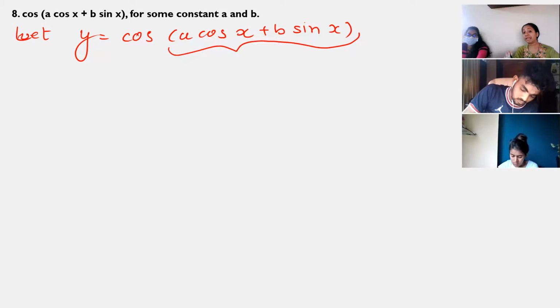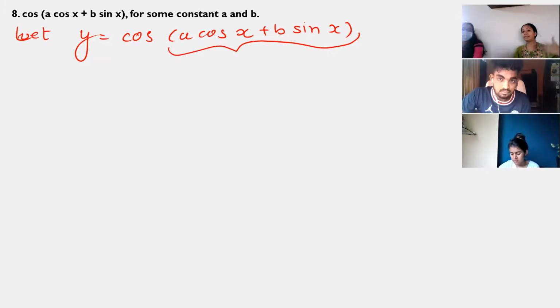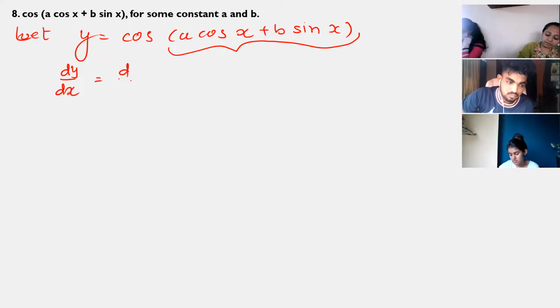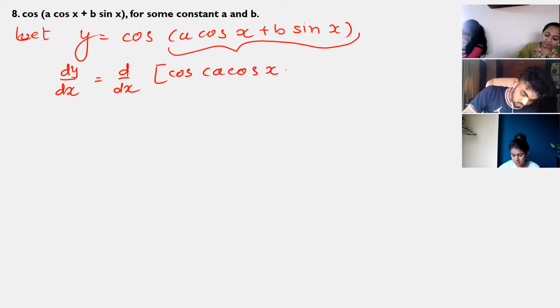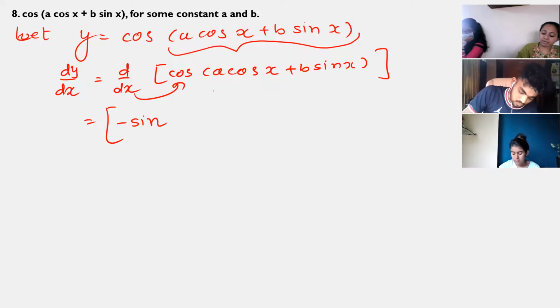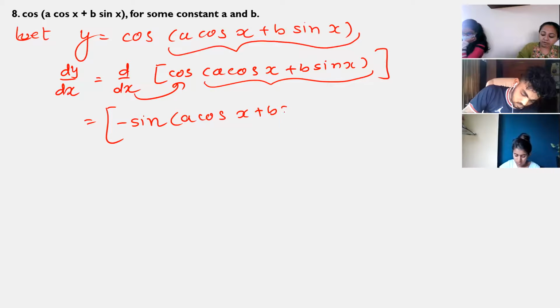We have to consider this as an angle, not as a separate function, so no product rule and all. It's like chain rule. For cos, we'll apply minus sine, but chain rule must be applied. So this is simple, this is quite small. dy by dx, so d by dx of cos of a cos x plus b sin x. First of all, cos becomes minus sine, but of which angle? This angle only. Who said to carry this angle? We have done the formula only for x.